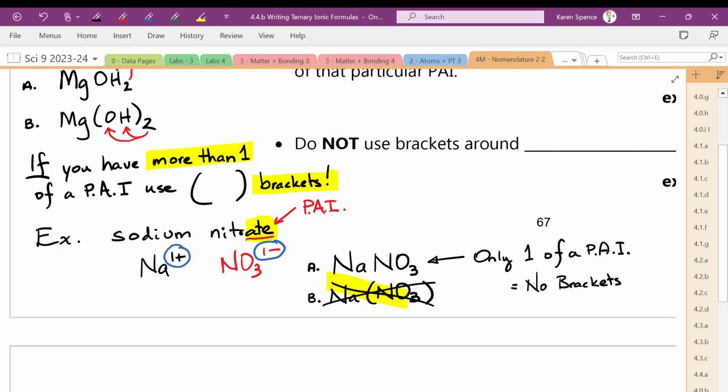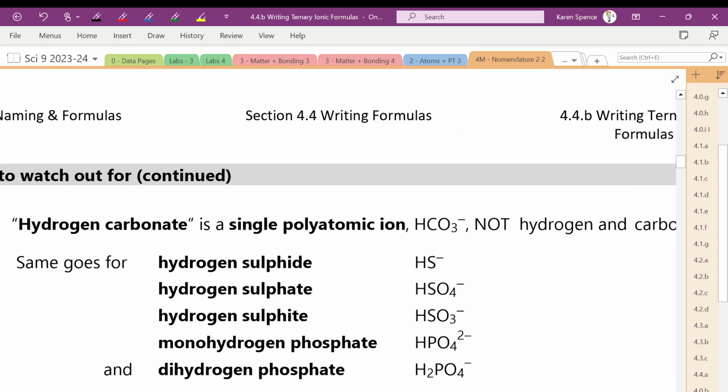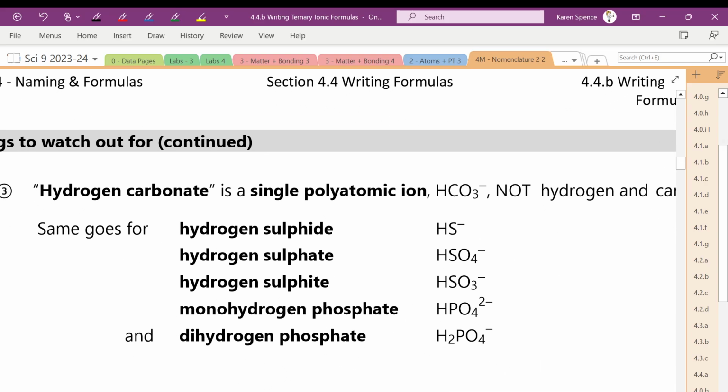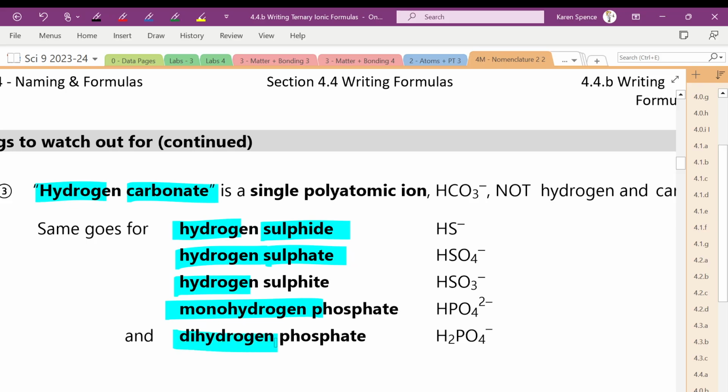Just a few little more details, things where people will commonly go wrong. Things to watch out for. All the things that say hydrogen: hydrogen carbonate, hydrogen sulfide, hydrogen sulfate, hydrogen sulfite, monohydrogen phosphate, dihydrogen phosphate. You are not going to be looking for two things. This is one thing, not two things.